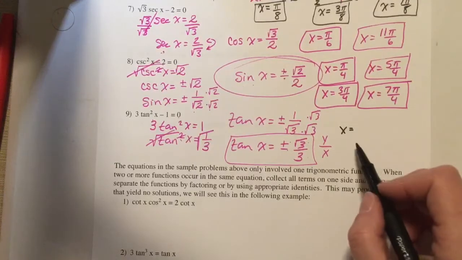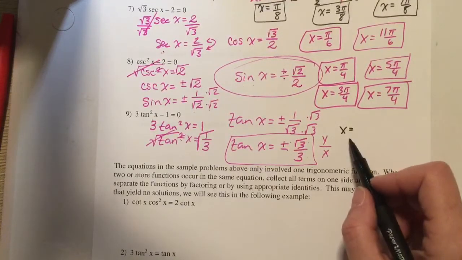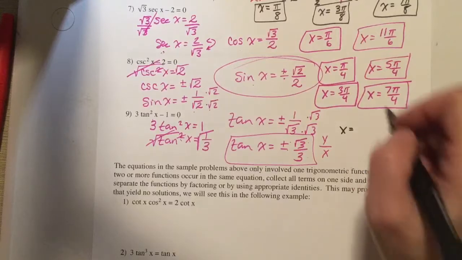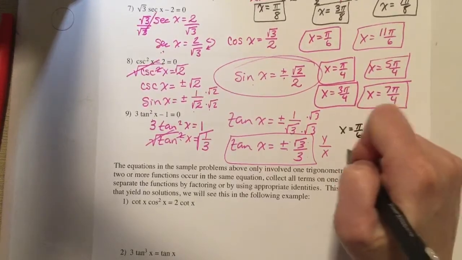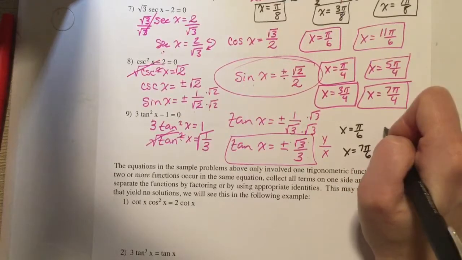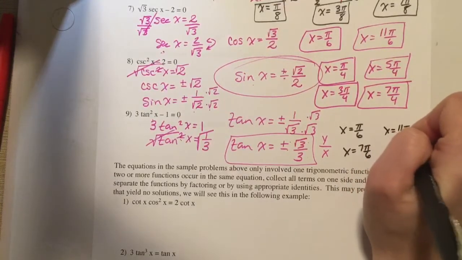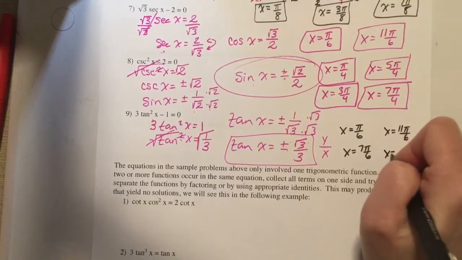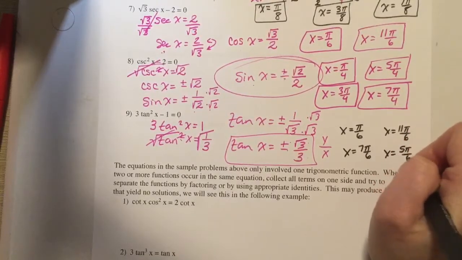And the solutions that you would find using your unit circle, just to kind of save us time so this video doesn't go so long: pi over 6 would work, 7 pi over 6 would work, 11 pi over 6 would work, and 5 pi over 6 would work.